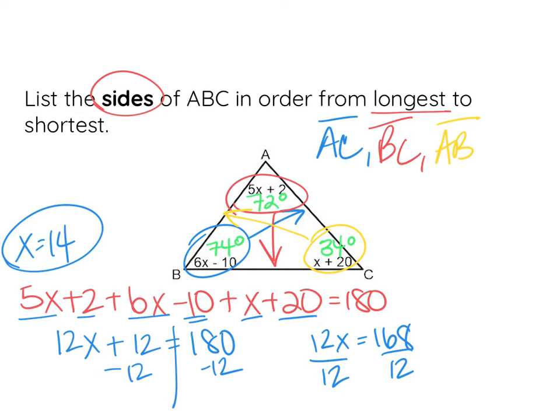Again, first step, solve for x, because we know all the angles in a triangle add up to 180. Once I find x, I can plug it in to find the angle measures, and then I can use the angle measures to find the order of the sides.